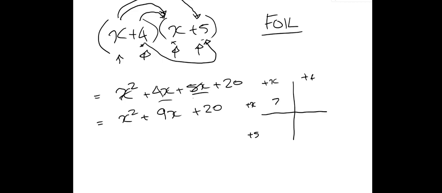x times x is x squared, 4 times x is 4x, x times 5 is 5x, and 4 times 5 is 20. x squared, 5 plus 4 is 9x, and the 20 comes across. You get the same answer. This one though is most useful, as I said before, when there's lots and lots of terms that we have to sort out.